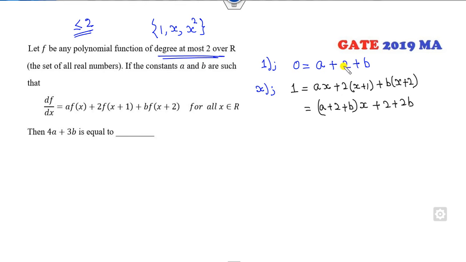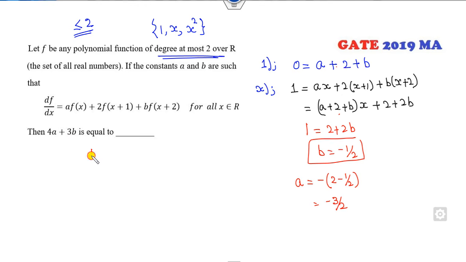So now you can substitute a plus 2 plus b is 0. So 1 is equal to 2 plus, so what is b? b is minus half. I can substitute the value here. So it will be minus of 2 of this. So it is 4 minus 1, 3 by 2. So substitute here 4a. What is 4a? 4a is minus 12 by 2. 3 of a is 3 over 2. It will be minus 15 by 2. So minus 7.5 is the right answer of this problem.